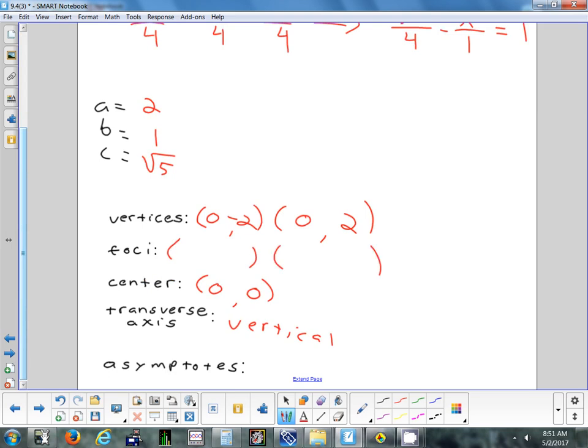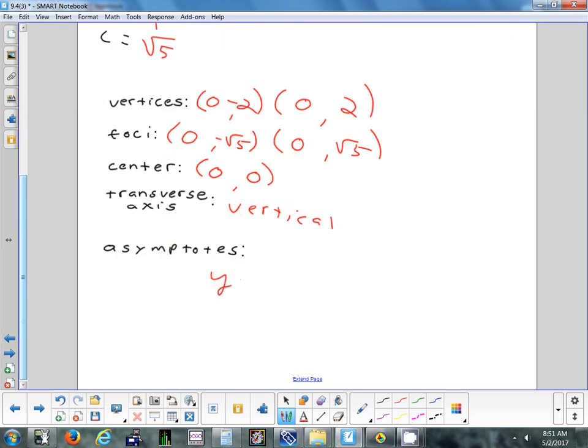Foci, same idea. It's square root of 5 units away from the center, above and below. So 0, square root 5. You could technically write 0 plus or minus square root 5. That doesn't work all the time if it's shifted. But if it's not shifted, everything is symmetrical, okay, around the origin.